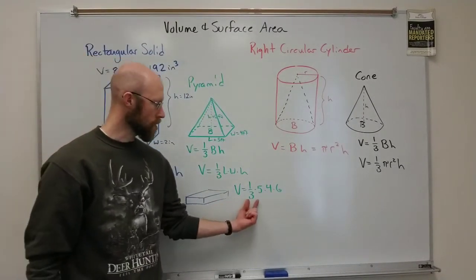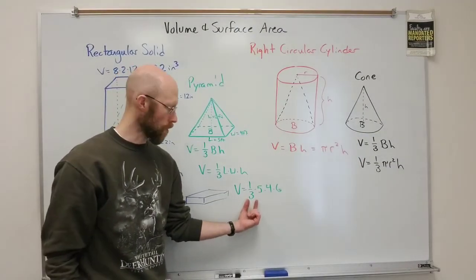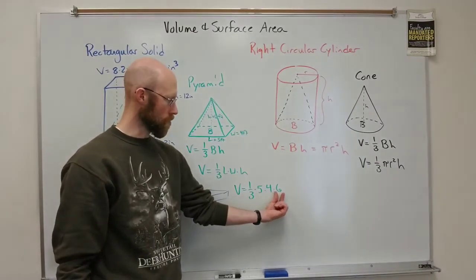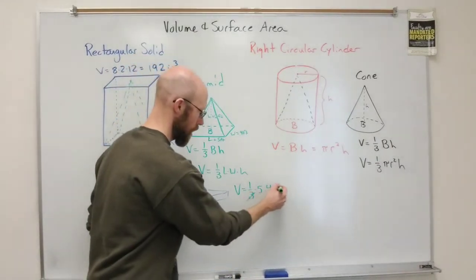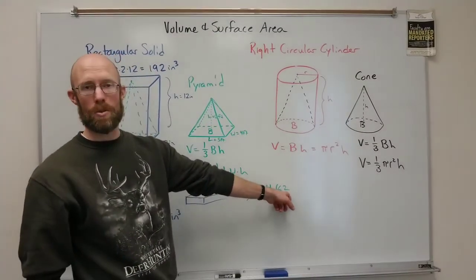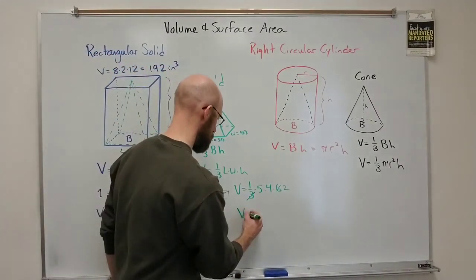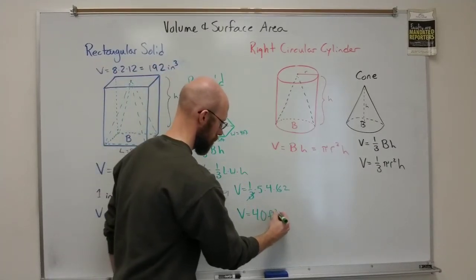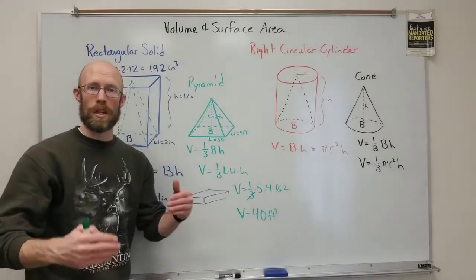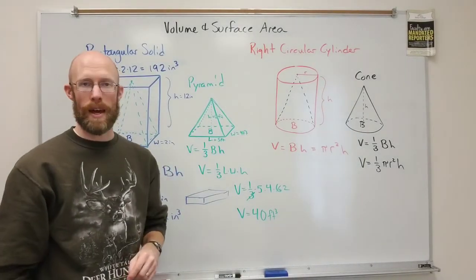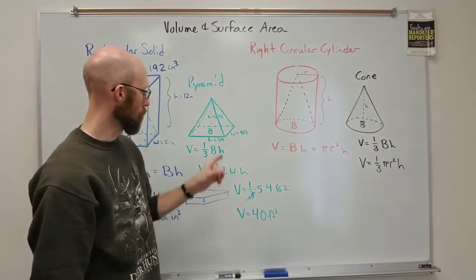Whenever I have these fractions, if I can simplify, I usually do right away. It keeps my numbers smaller. So 3 goes into 6 twice, right? So I get rid of that. And then I just have 5 times 4, which is 20, times 2, which is 40. So my volume here is 40 cubic feet. It means I could fit 40 1 by 1 by 1 foot cubes in that pyramid with those dimensions.